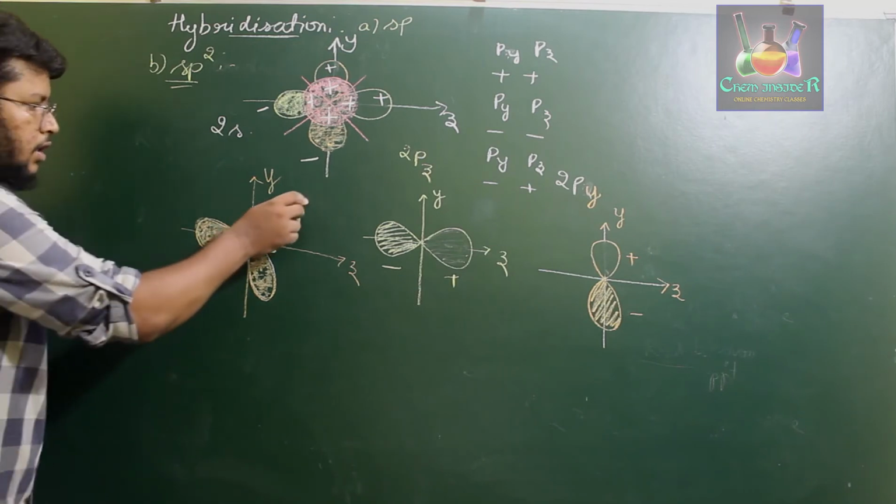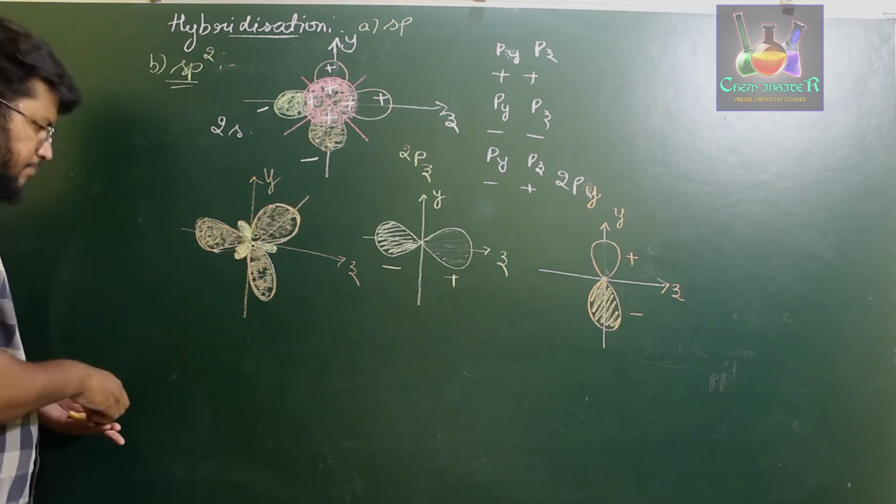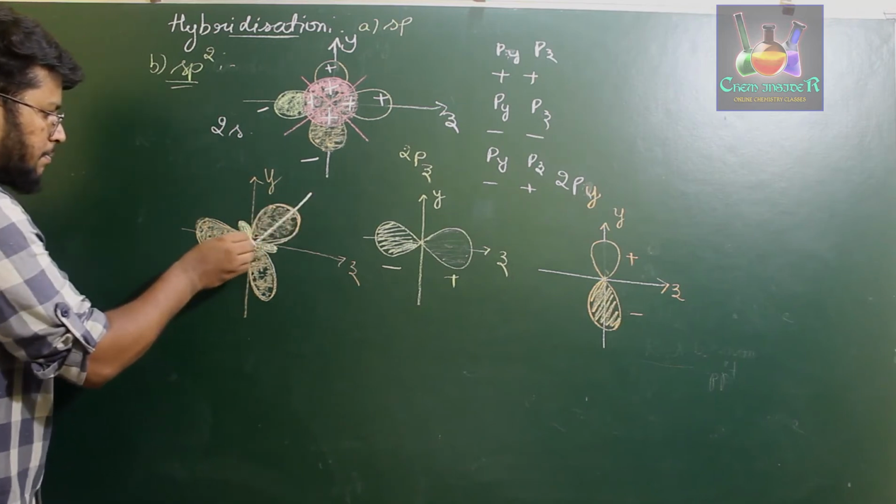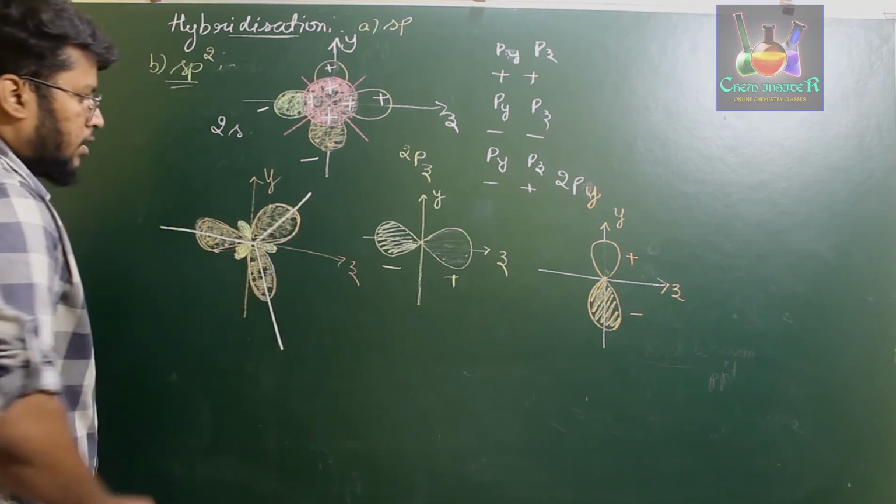Since all these three are in the same plane, the bond angle between these three orbitals will be 120 degrees.